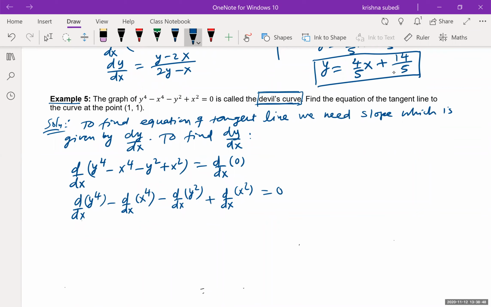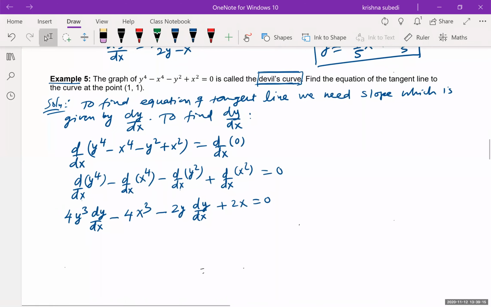Since y and x are different variables, the derivative will be 4y cubed dy over dx minus, x and x being the same variable, 4x cubed, minus, y and x being different variables, 2y dy over dx, plus, x and x the same variable, 2x equal to 0. Now you keep all the terms with dy over dx on one side, and the remaining to the other side.